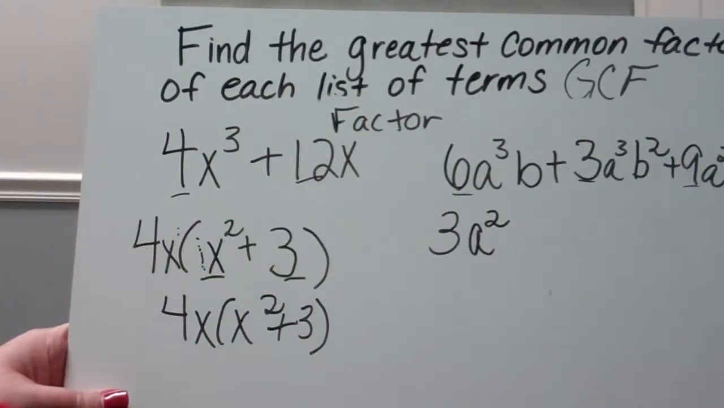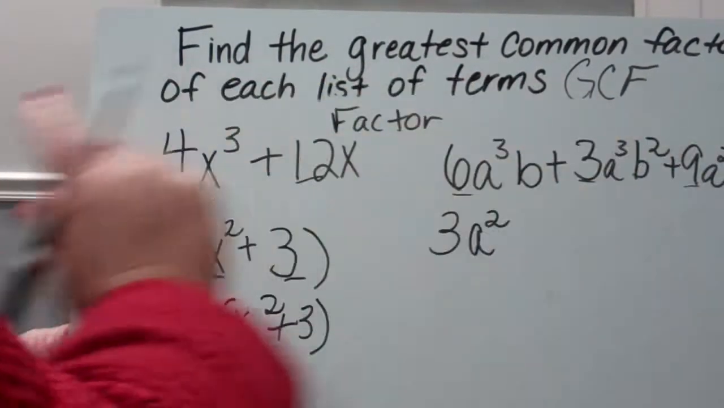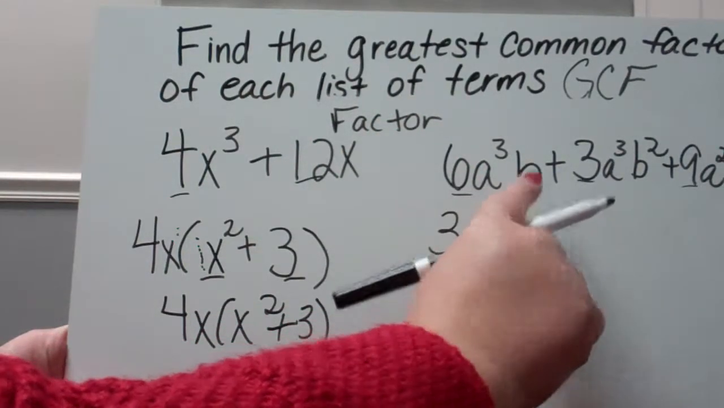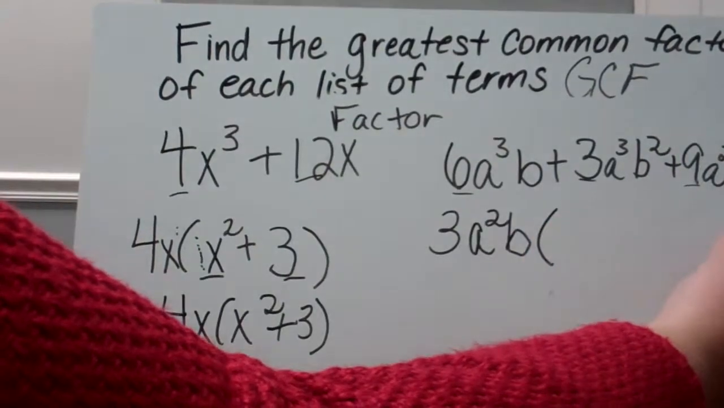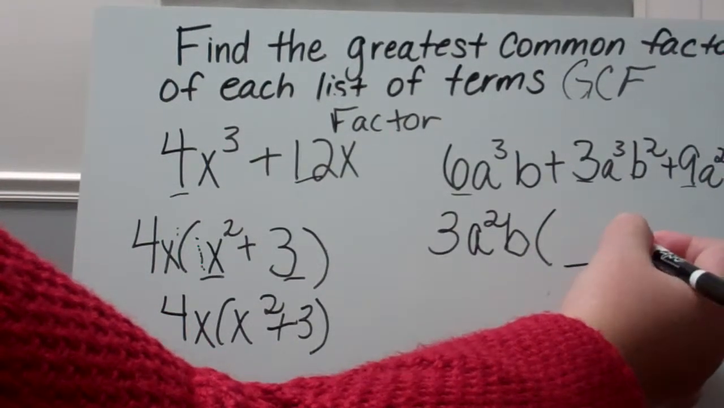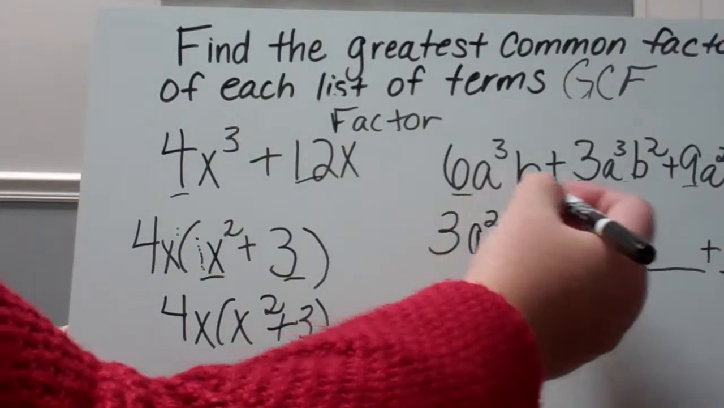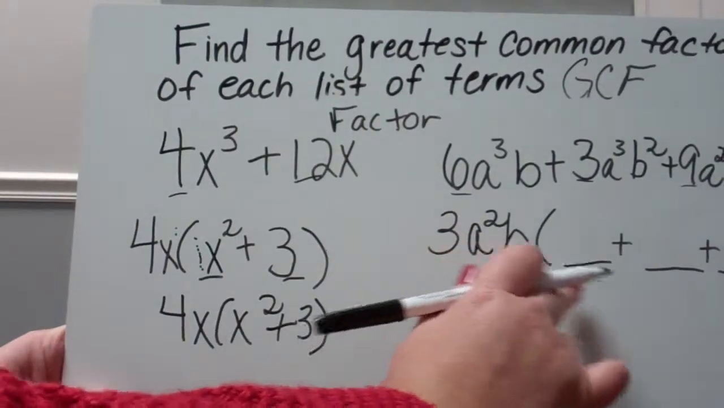Okay, now let's look at our b's. We've got b to the 1, b squared, b to the 4th. Remember, it's your lowest exponent, so it's b to the 1. All right, now, in my parentheses, I'm going to have 3 terms here. Because if I have 3 terms here, I'm going to have 3 terms here. This is my greatest common factor.